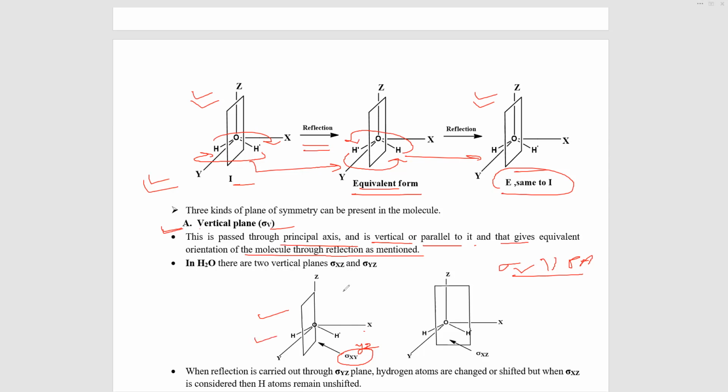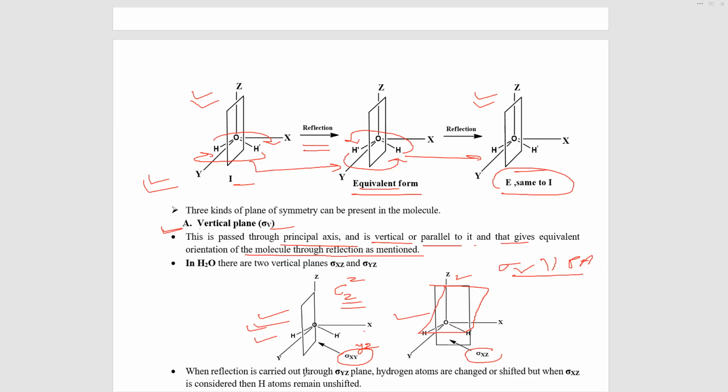And we know that the C2 z axis is the principal axis in water molecules. That's why it passes through the z axis. So it is parallel to the z axis, so that's why it is sigma v. Clear? And another plane is the xz plane. The xz plane passes through the x and z axes, and it is also parallel to the C2 z axis. So that's why it is a vertical plane.